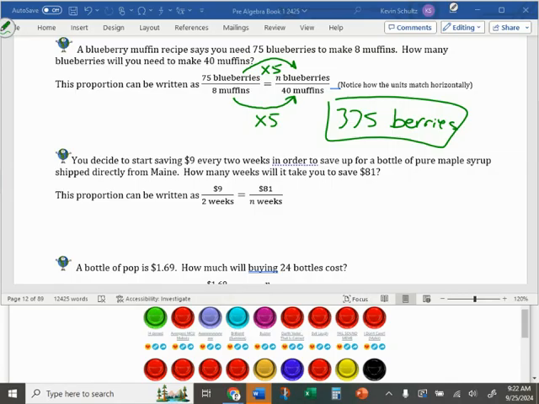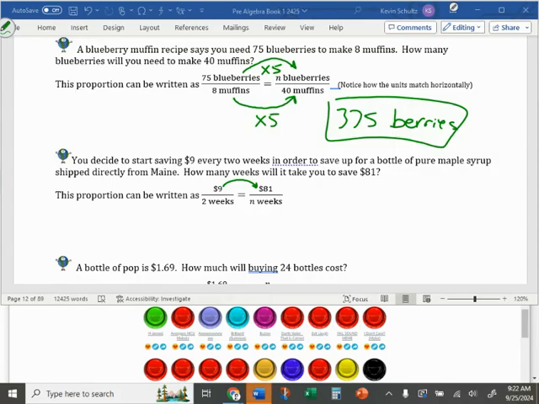But the math behind this comes down to a proportion, right? If you are saving $9 every 2 weeks, you want to know you'll save $81 in how many weeks? What's the scale factor to get from 9 to 81? Let's get somebody who I haven't heard from yet today. How do you get from 9 to 81? What's that scale factor?